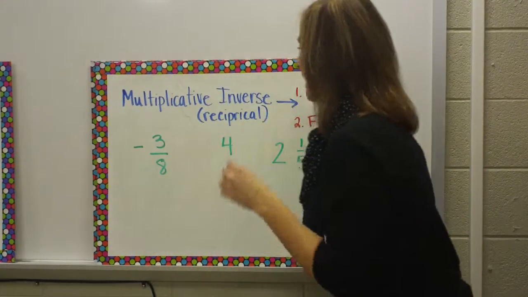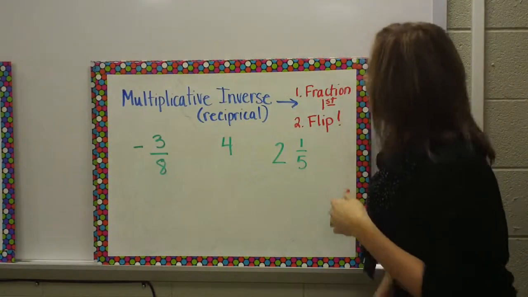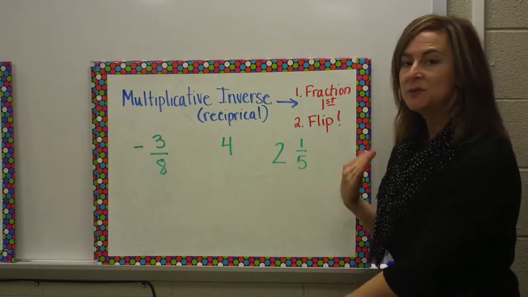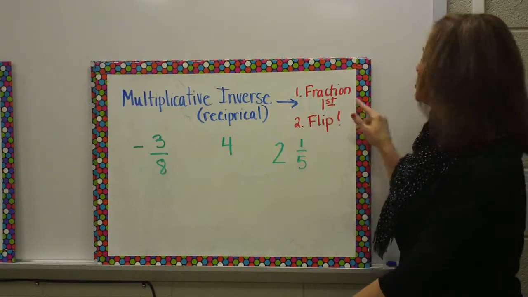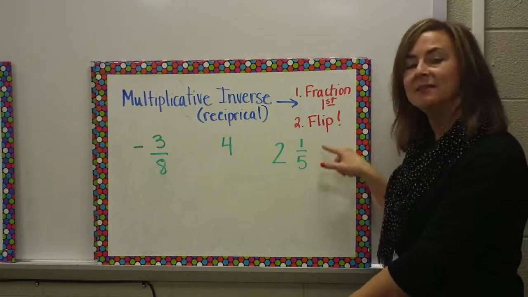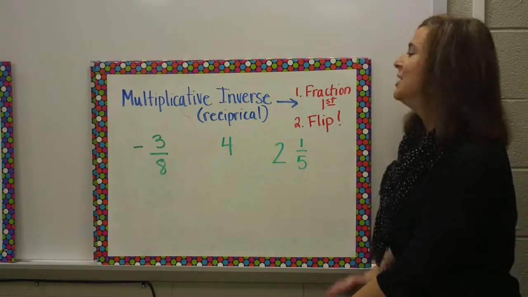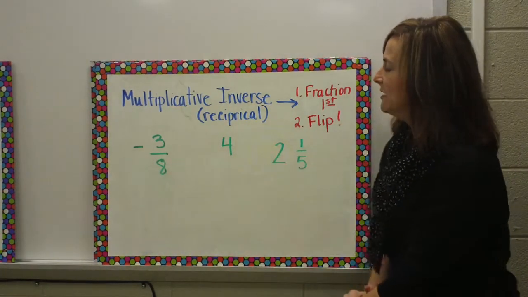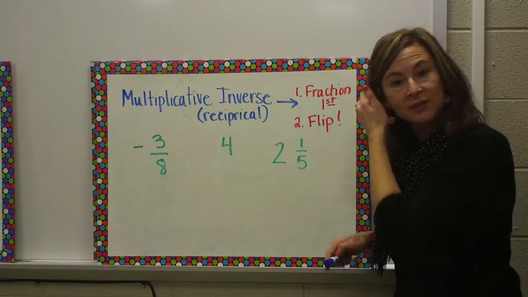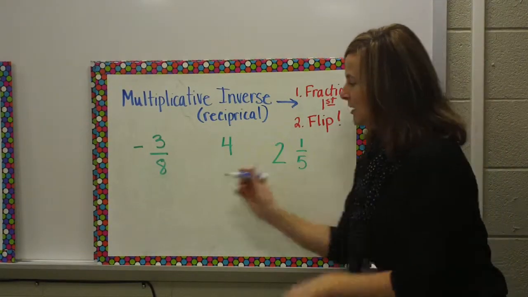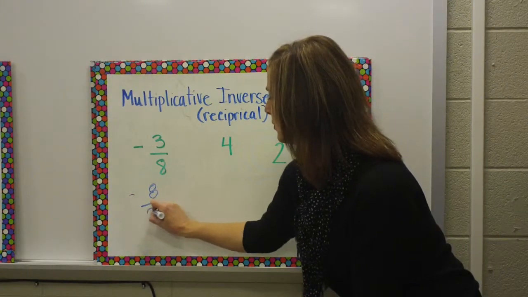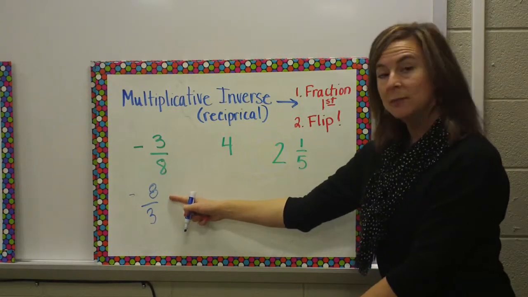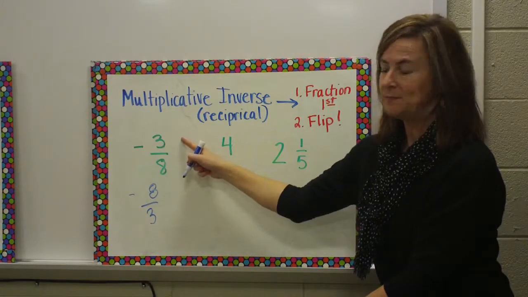We're going to start just practicing with the multiplicative inverse, or the reciprocal. Here's a real simple way of looking at it. Step 1, make sure you have a fraction first, and then step 2, flip it. So here I have a -3/8. That's definitely a fraction. All I need to do then is flip it. So this would become a -8 over 3. This is the multiplicative inverse of -3/8.